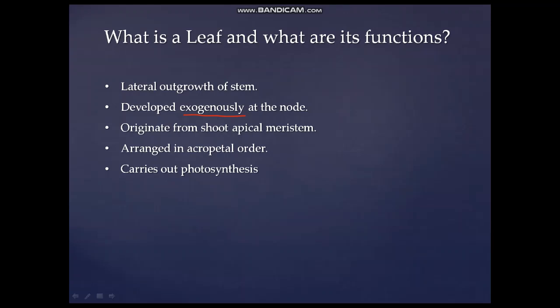Arranged in acropetal order. The acropetal order means older leaves are towards the base and younger ones towards the apex. Regarding the functions, as you are familiar, the leaf carries out the most important function, that is photosynthesis, preparing their food with the help of sunlight. Another function they perform is transpiration, that helps in not only providing cooling but also in absorption of water.